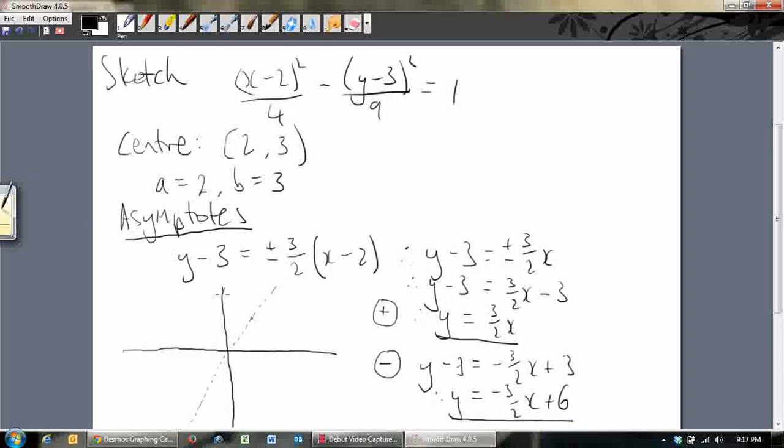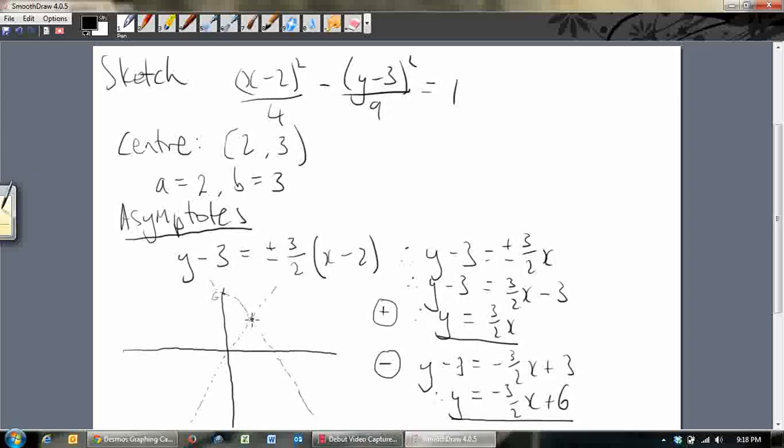And this equation here, y equals negative 3 over 2x plus 6, is going to go through 6 on the y-axis. And because we know, what's the centre? Well, the centre is 2, 3, so it's actually that point there. So you know that the asymptote goes through there. The asymptotes always go through the centre. It'll look like that. So there are your two asymptotes.